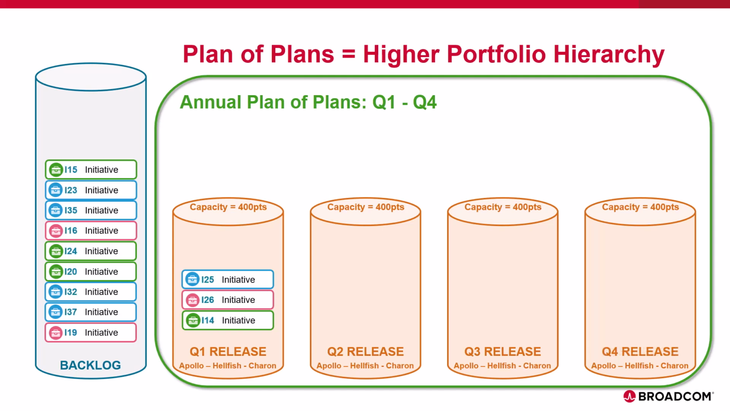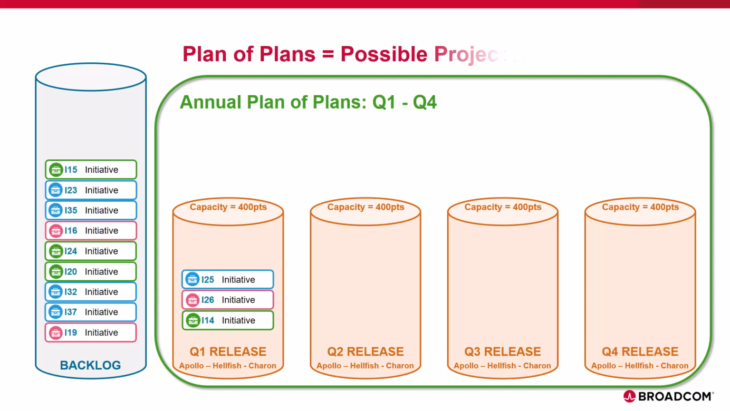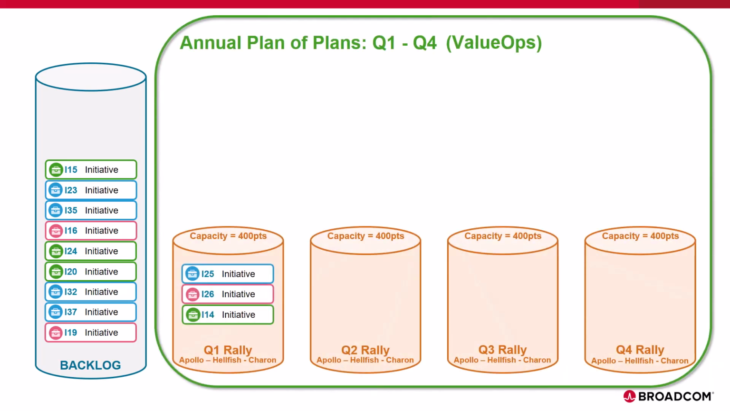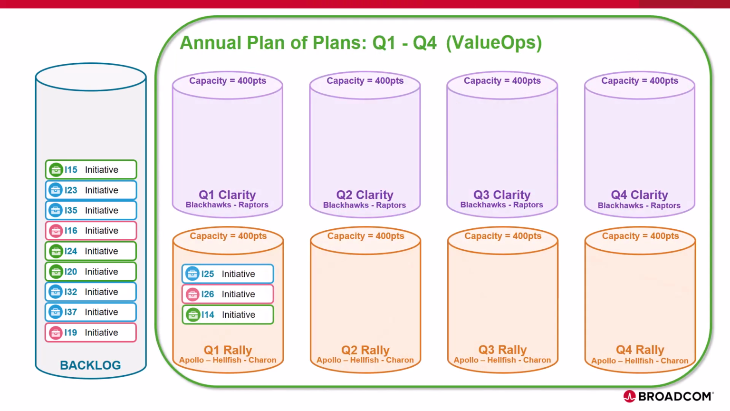A plan of plans can also be created at a higher level in your project hierarchy. It certainly doesn't have to be, but it often is. The important point is that the teams in your plan of plans are working on shared initiatives. Often that means that these teams will roll up to a higher project in your hierarchy. For example, these release plans are created at the Rally level of our project hierarchy, and our plan of plans is created at the same level. We could create our plan of plans at the Value Ops level, and then add release plans for clarity.